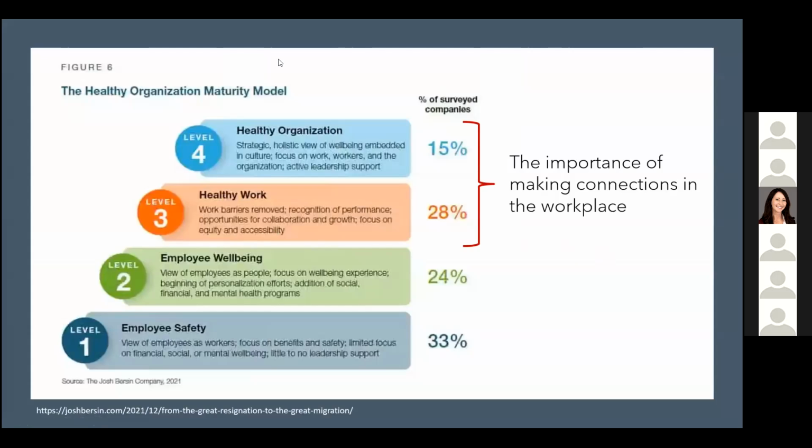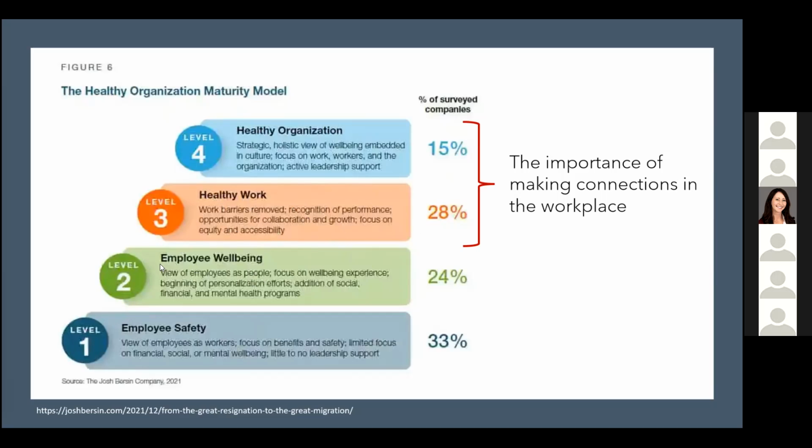Another slide, not mine. This is from joshburn.com. Their development of a 4-level healthy organization maturity model. The 4th level, healthy organization, has a strategic, holistic view of well-being embedded in culture, focus on work, workers, and the organization, and active leadership support. Maybe not what Sandra is talking about, obviously, because there's not active leadership support. Healthy work barriers are removed, there's recognition of performance, opportunities for collaboration and growth, and a focus on equity and accessibility.